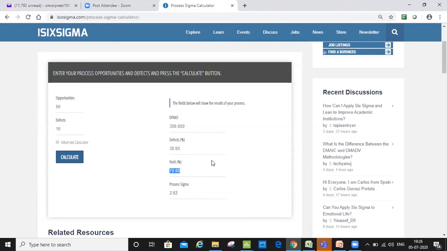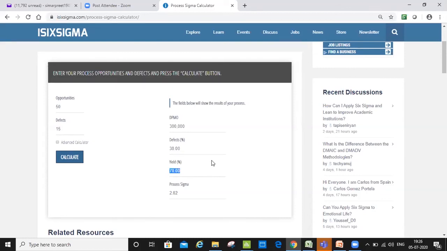But in the long run, when we calculate the sigma level, for example, if the process is quite mature and you're looking at it after 8 months or 10 months down the line, then in that case we will not add 1.5 because we assume that the process has matured. But from a project standpoint, when we are in the measure phase, we always consider that this process hasn't matured yet. Therefore, 1.5 has already been added. Okay, so this is what this tool tells you, what your current sigma level is.